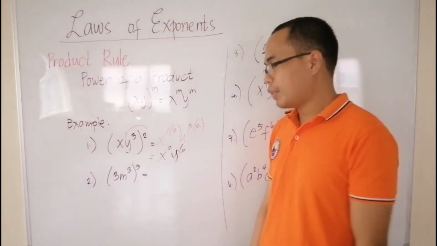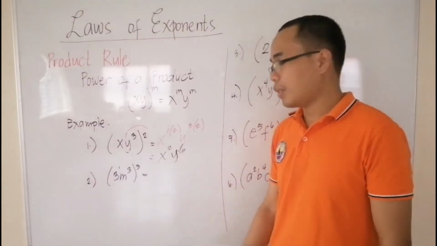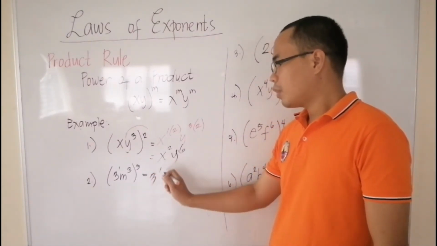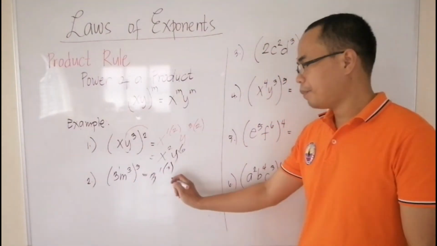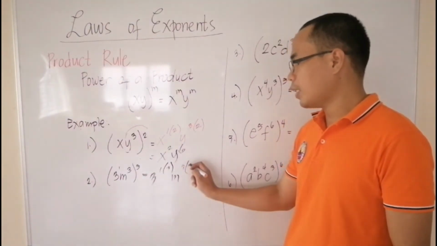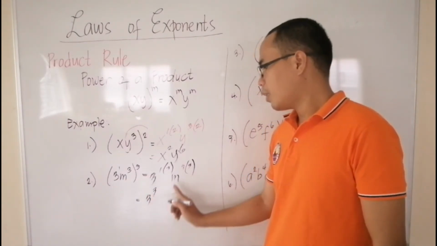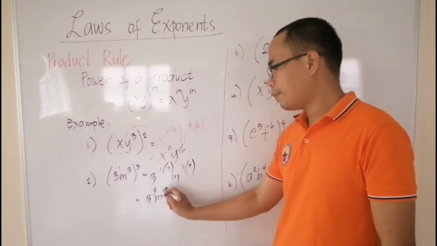Next, example number 2. So, meron tayong constant. So, the same pa rin, meron tayong exponent of 1. So, we have 3 raised to 1 times the exponent of 3. Then, how about the variable m? So, 3 times natin sa exponent na 3. Then, we have 3 raised to 3. Then, m, right? So, 3 times 3, we have 9.